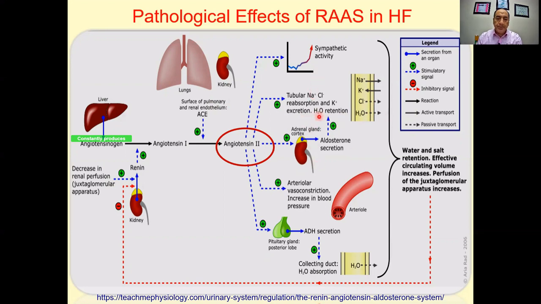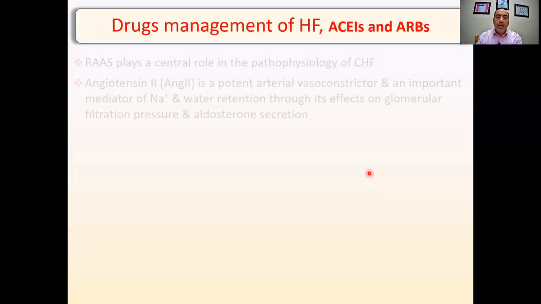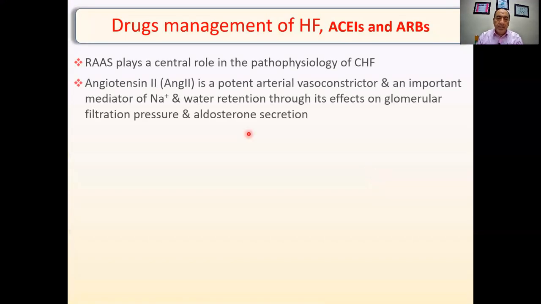Of course, if there is enough sodium and water in the body, this will inhibit the juxtaglomerular cell from producing more renin. So this mechanism is self-regulatory. In detail, RAS plays a central role in the pathophysiology of congestive heart failure. Angiotensin 2 is a potent arterial vasoconstrictor. It also mediates sodium and water retention, as we explained.